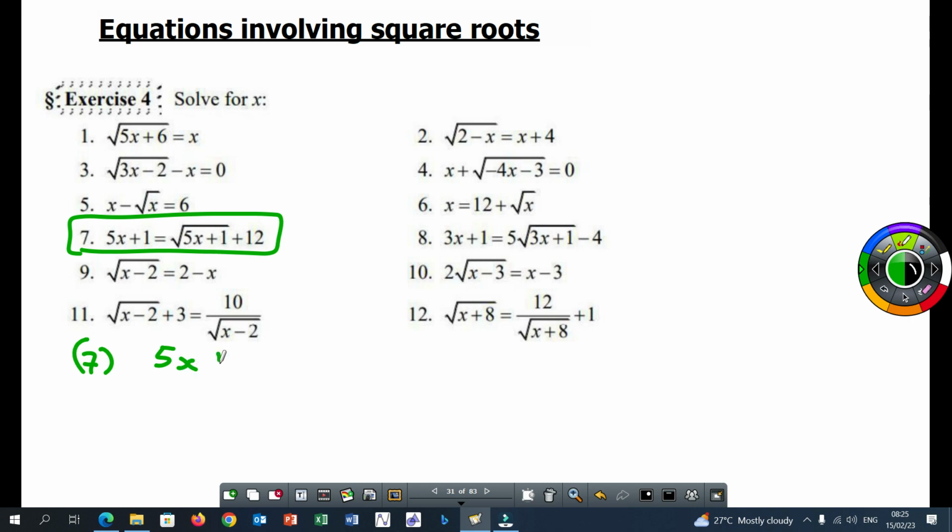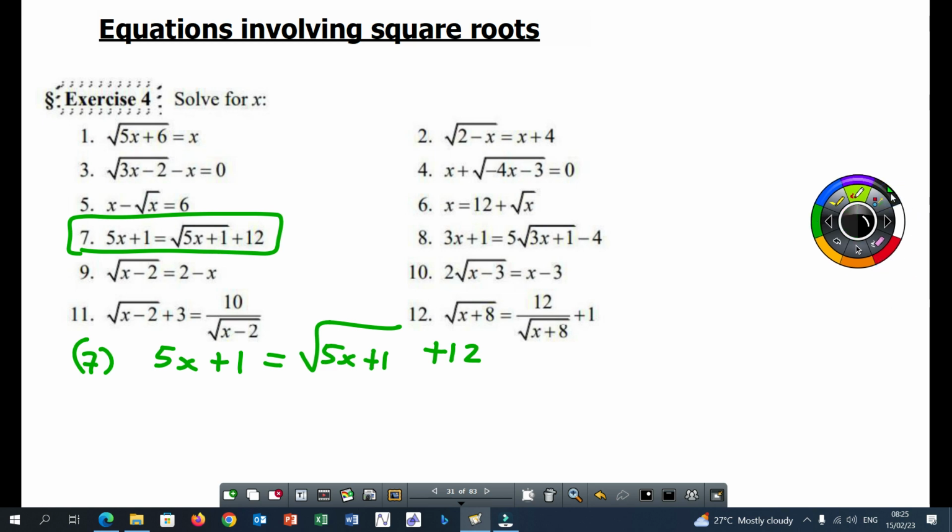So it's 5x plus 1 equal to the square root of 5x plus 1. Then there's a plus 12 outside the square root. Okay? So the first thing is to isolate the radical sign, or the square root sign. So here I have to take the positive 12 to the left-hand side. Please be aware that the 12 is not inside the square root, but the positive 1 is inside the square root.